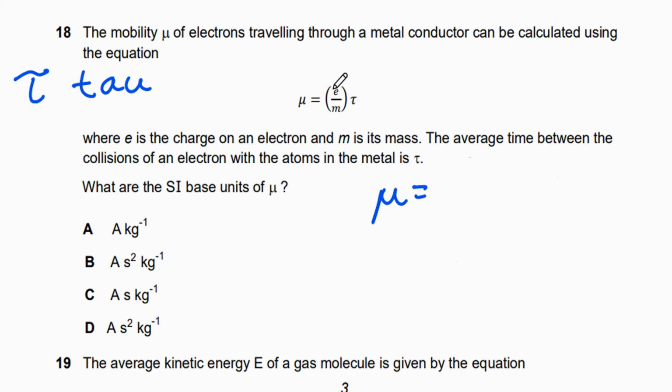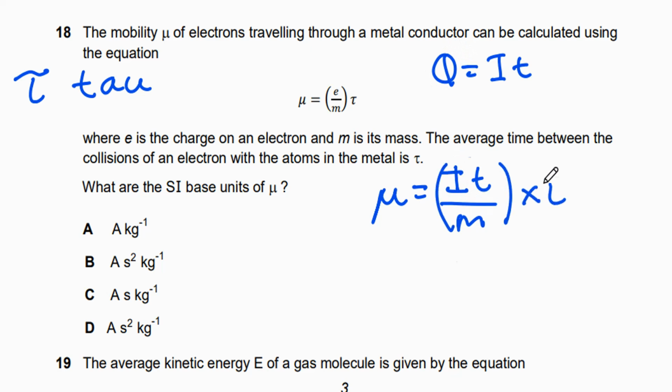So we can start by rewriting the charge E here as IT. Remember that Q equals IT. So charge Q equals current times time, and E is just another symbol for charge Q. So this is over m times tau. Now we can bring in the SI base units.